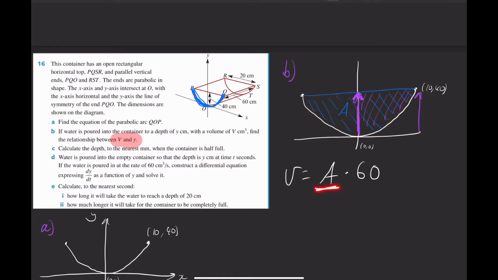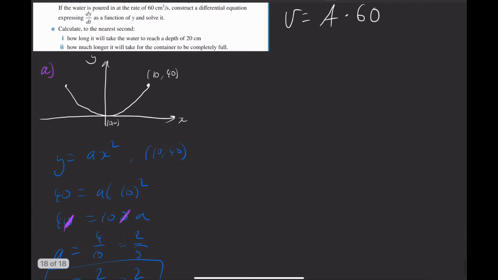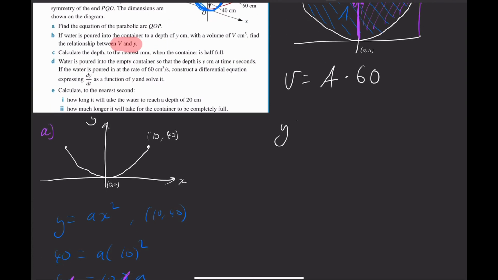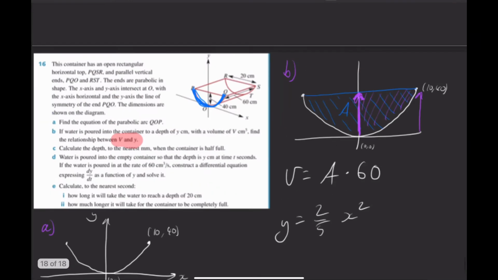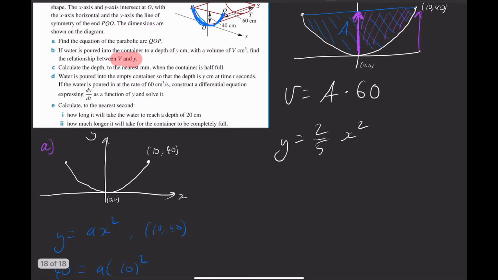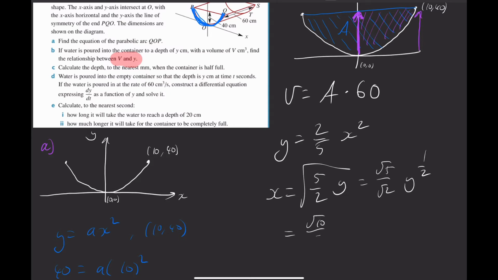So now we need to find this area. So I'm going to go back and I'm going to say that my y value is equal to 2/5 x squared, right? So that's what I found earlier. And I'm going to rearrange this to be its inverse. So this will give me x equals the square root of 5 on 2 y, and I take the square root of everything. So I can write that as root 5 on root 2 y to the half. And that becomes root 10 on 2 y to the half.